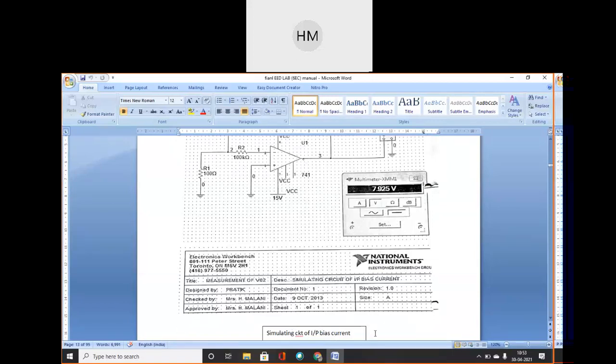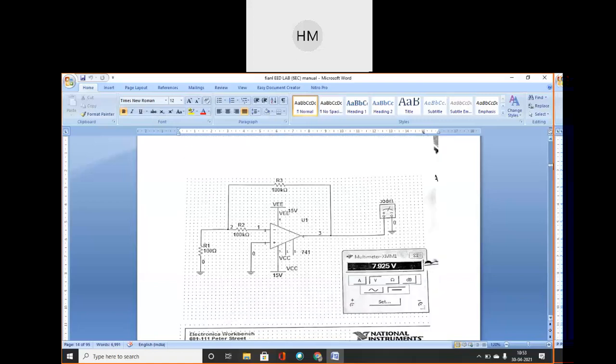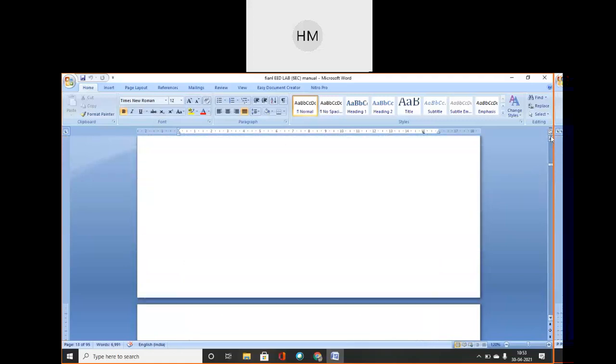What am I doing over here? For input bias current, I am finding out the voltage at the output, which will give me input bias current at the inverting terminal. By using certain formulas I will find out input bias current. So from this circuit I am getting VO2. In the next circuit I will get VO1. I can easily get VO1 and VO2.